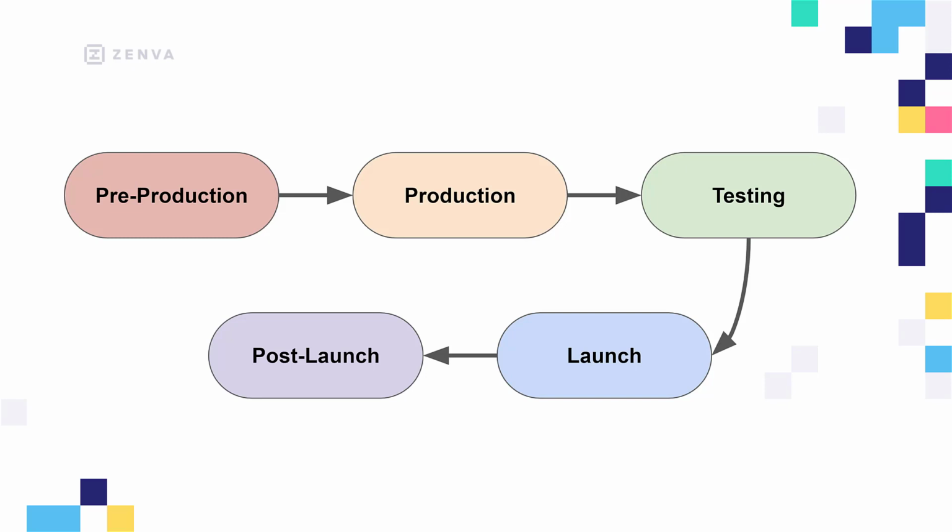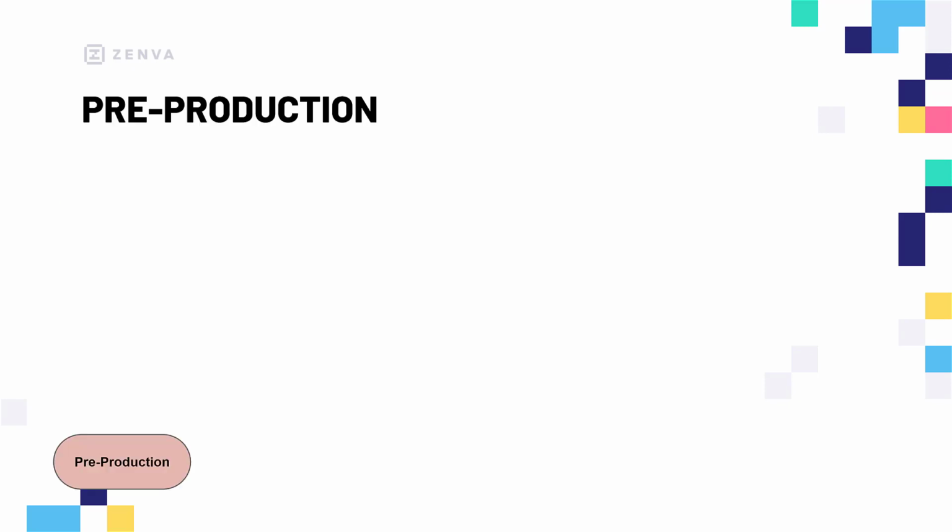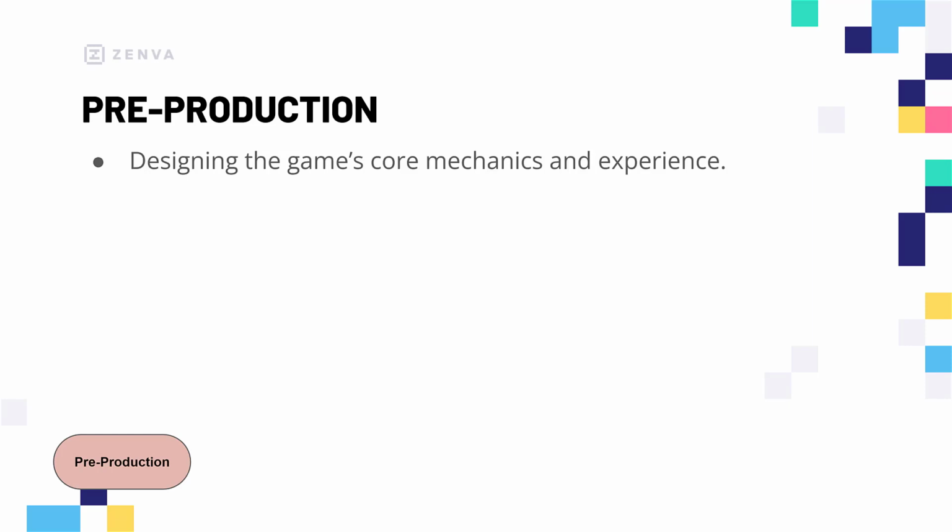So the first phase of production is pre-production. This is before you actually start making the game. And pre-production involves a number of things. This is where you design the game's core mechanic and experience. This is where the designers are basically starting to list out all the things that the game has. You might be drawing down levels on paper, writing up the design documents. You'll also be developing a production roadmap.